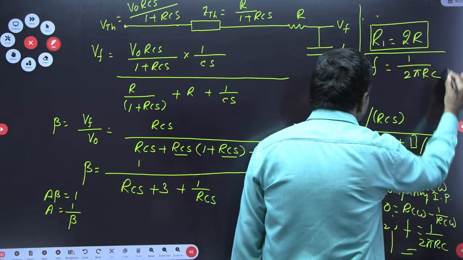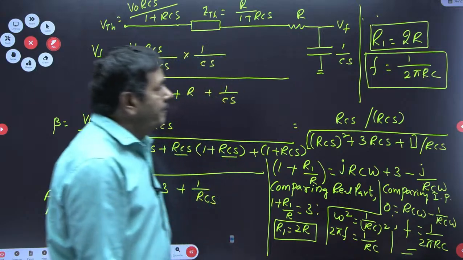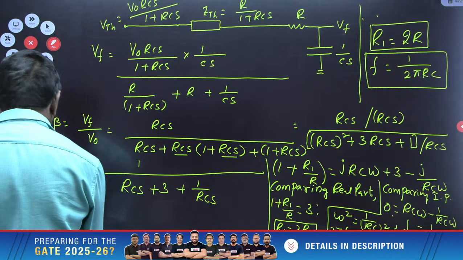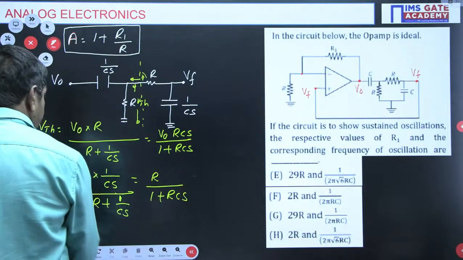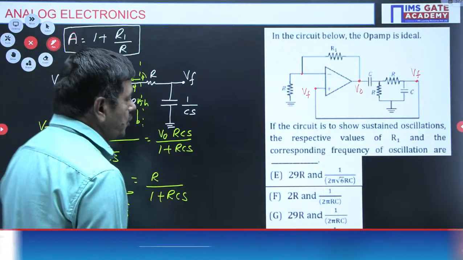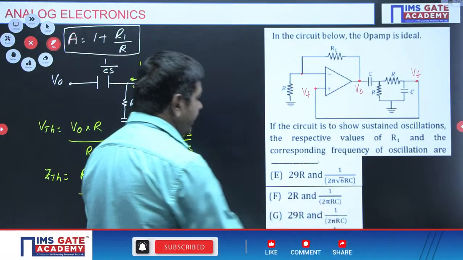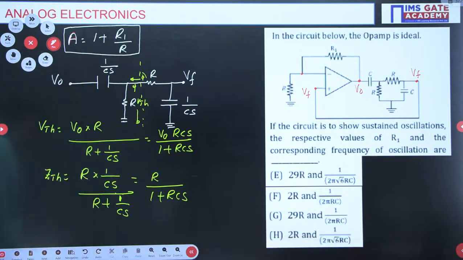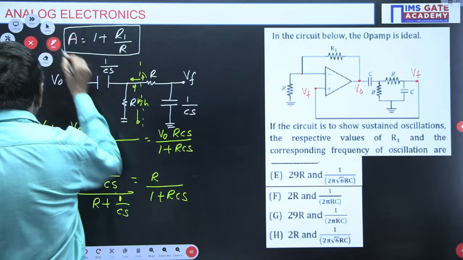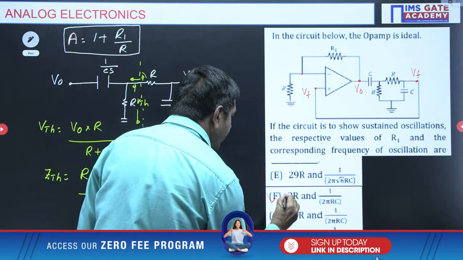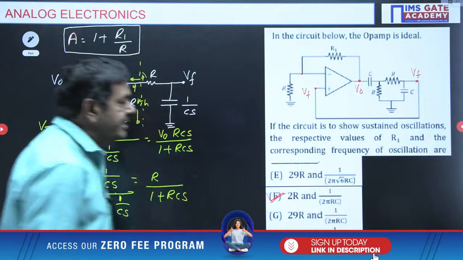So which option is correct here? Please note this down first and check which option is right: 2R and 1 by 2 pi RC. Yes, option F is correct. The options are given as A, B, C, D, E, F, G, H, and F is correct in this particular problem. R1 equal to 2R and frequency equal to 1 by 2 pi RC.